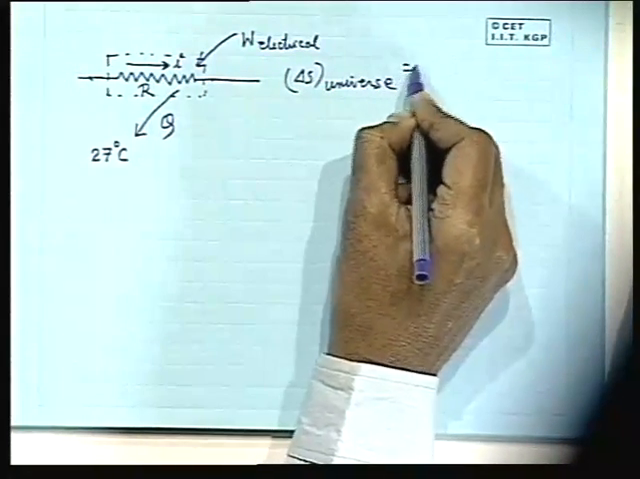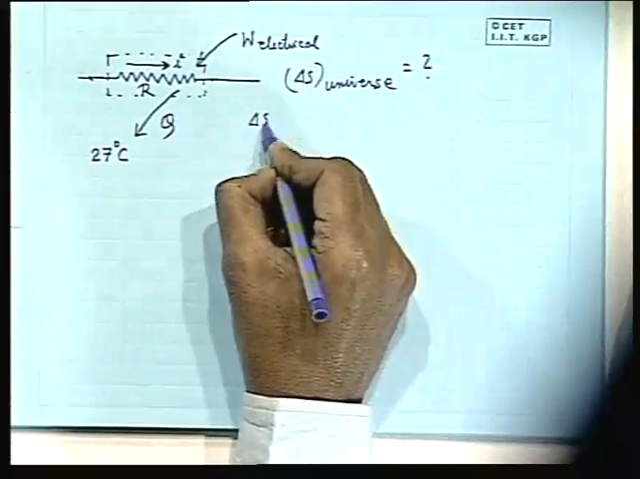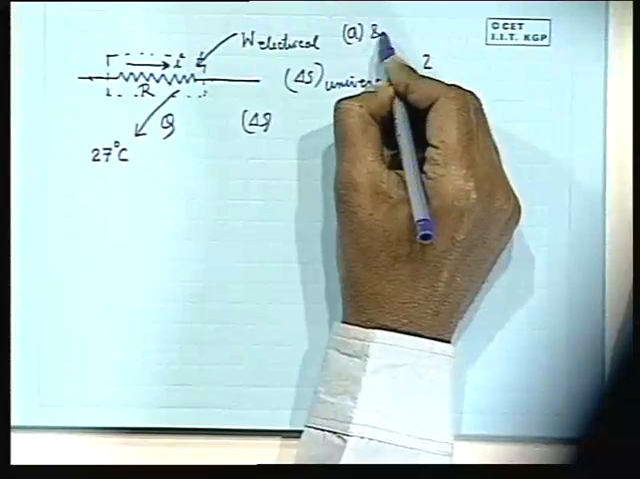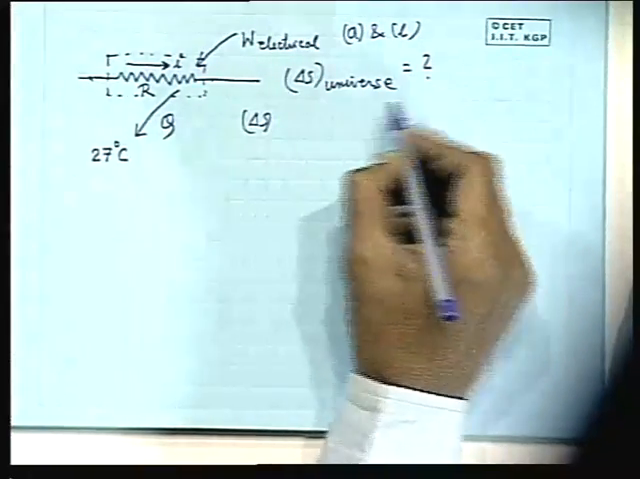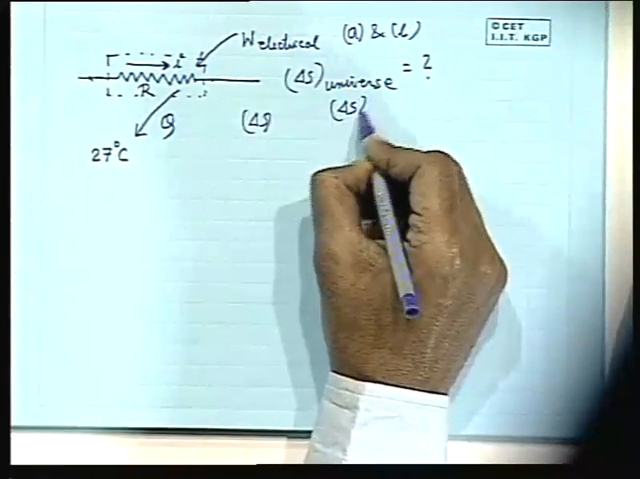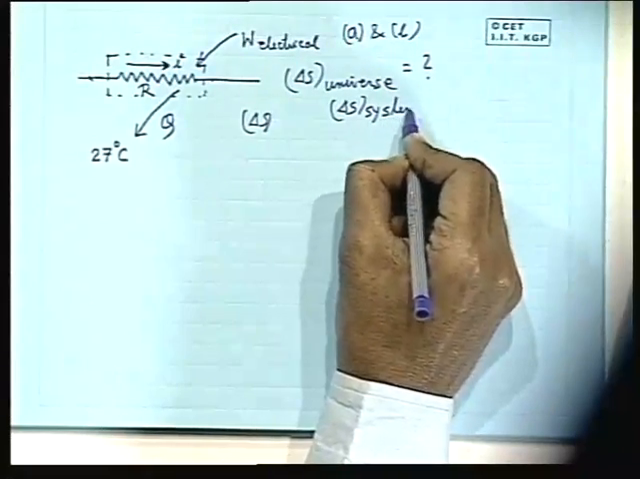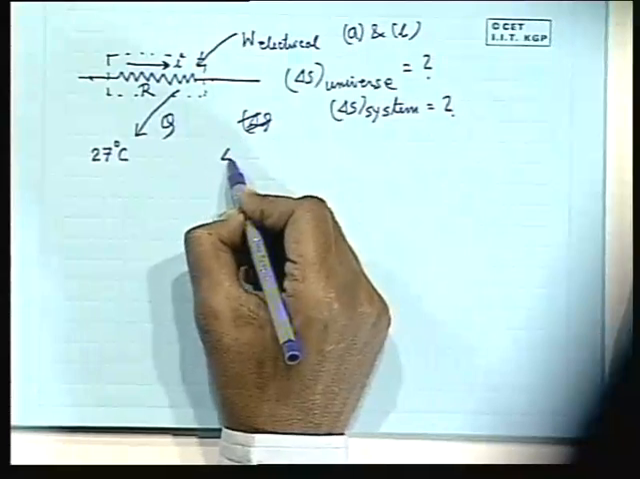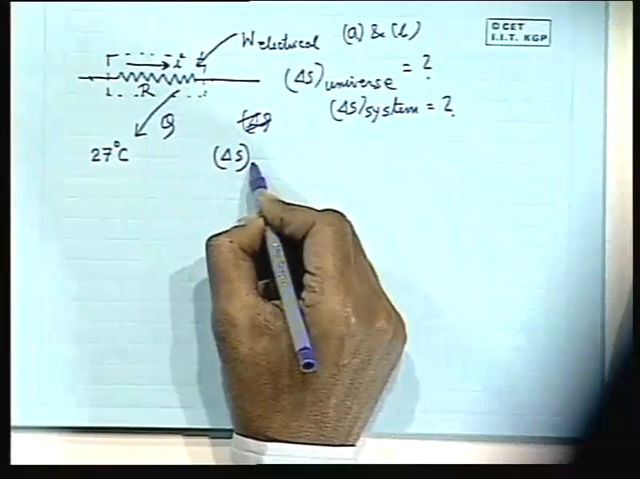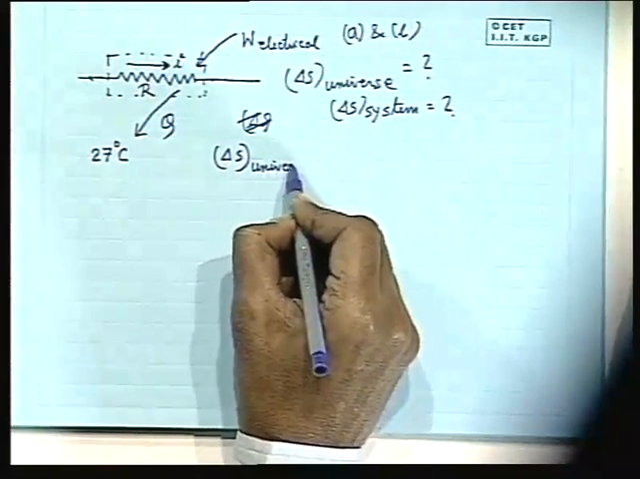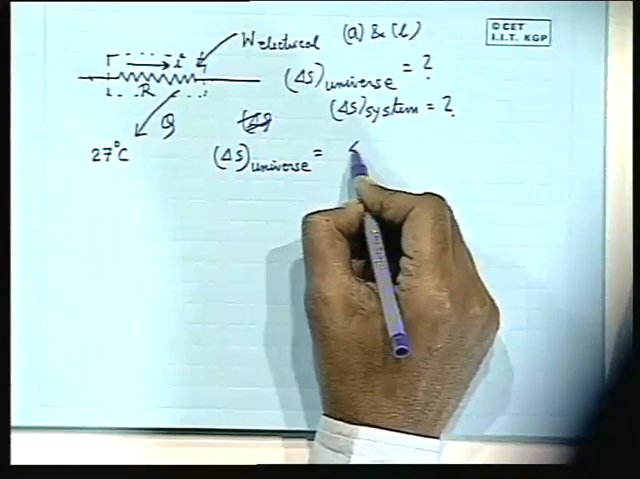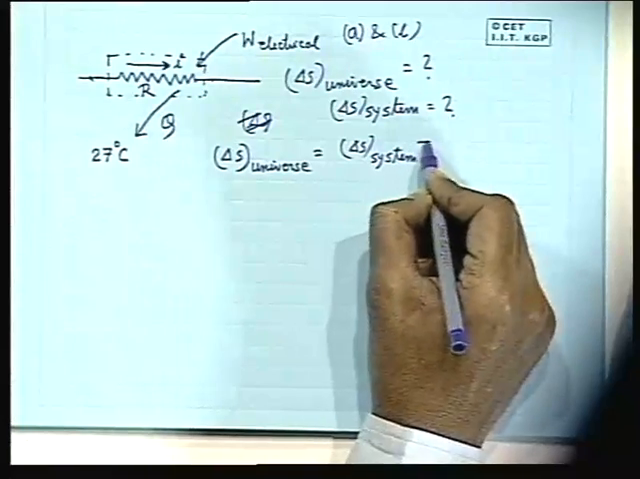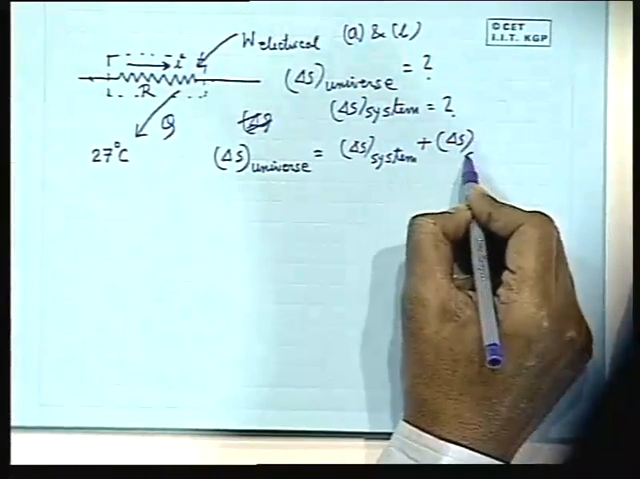Delta S universe. First part of the problem, A and B. Oh, we have to find out not only delta S universe, we will have to find out delta S system also. Okay. One thing is that if we have to find out delta S universe, you have to find out both delta S system and delta S surrounding. That is why it automatically comes: delta S universe is delta S system plus change in entropy of the surroundings.